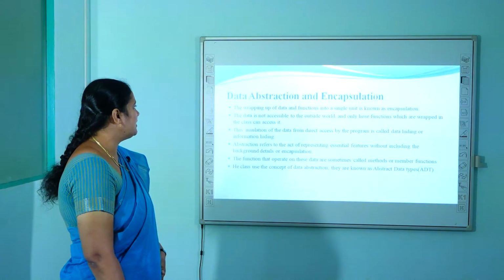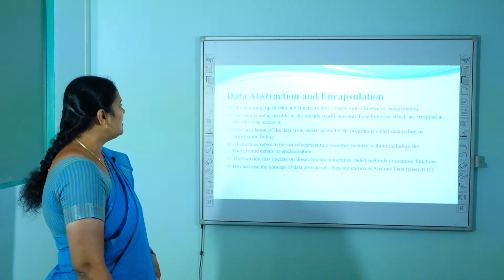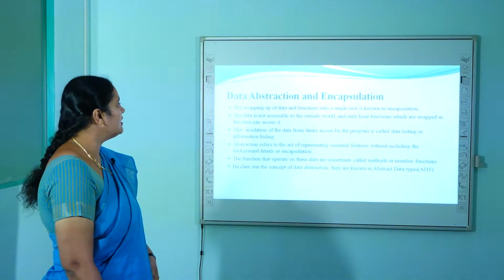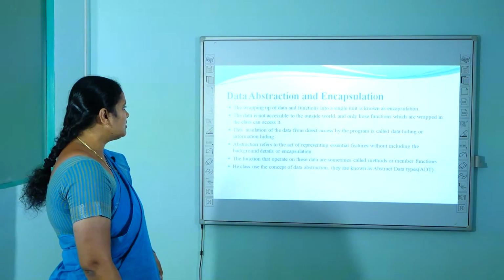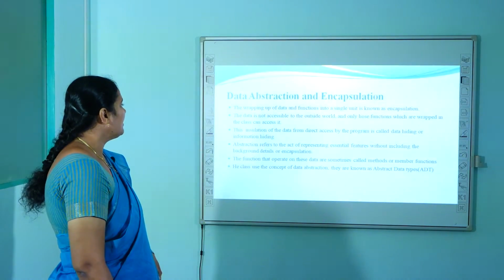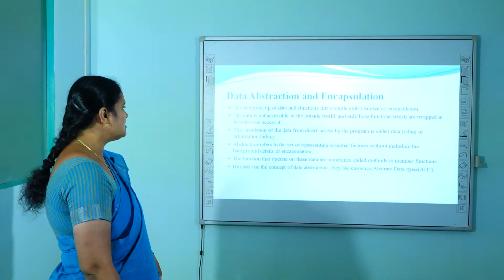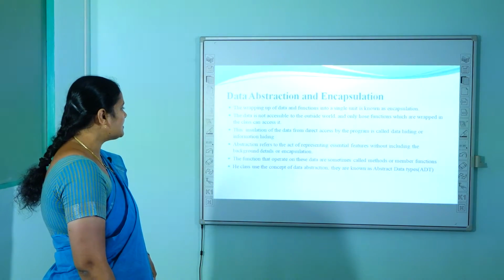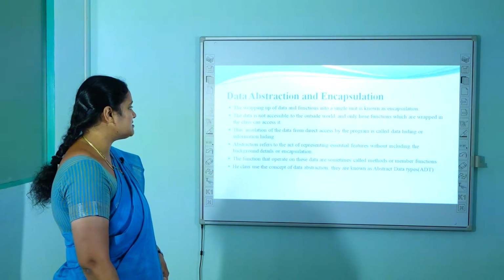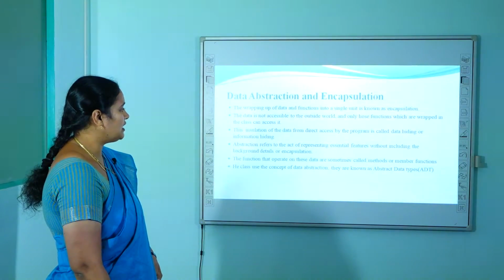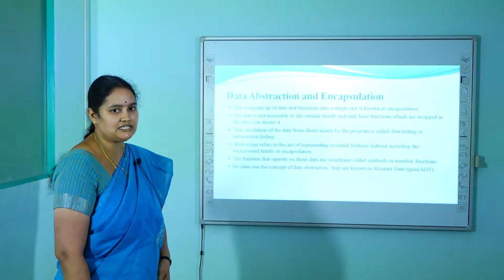Next comes data abstraction and encapsulation. The wrapping up of data and functions into a single unit is called encapsulation. And when we come to the outside world, only those functions which are wrapped in the class can access it. Now coming to data abstraction, we represent only the essential features without including the background details. Encapsulation can be done with the help of methods or member functions, and data abstraction is done with the help of abstract data types, that is ADT.